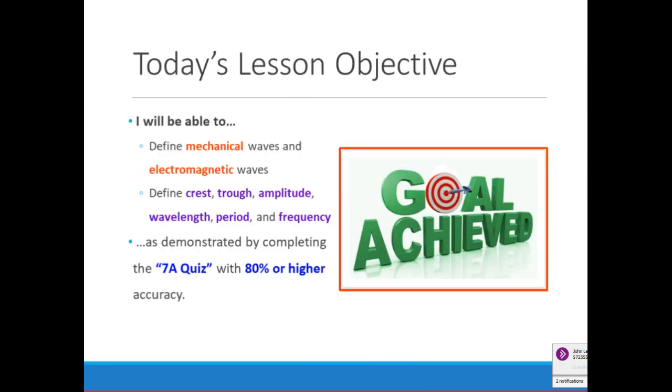Looking good. All right, so today we talked about the difference between mechanical waves that require mediums and electromagnetic waves that don't require mediums. And we also learned these 6 terms: crest, trough, amplitude, wavelength, period, and frequency. Give me a smiley face if you feel good about these. They're all similar terms, which is why they're a little bit hard to go over, but I feel like you guys got it successfully. Excellent.